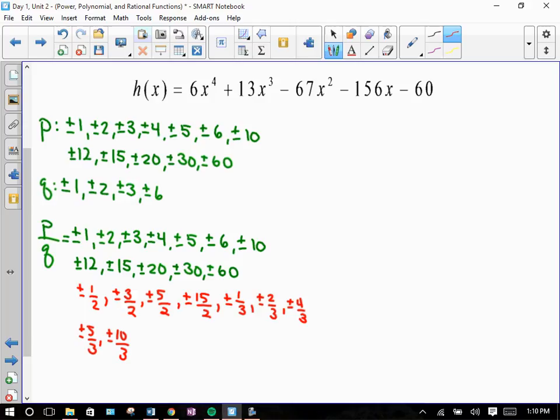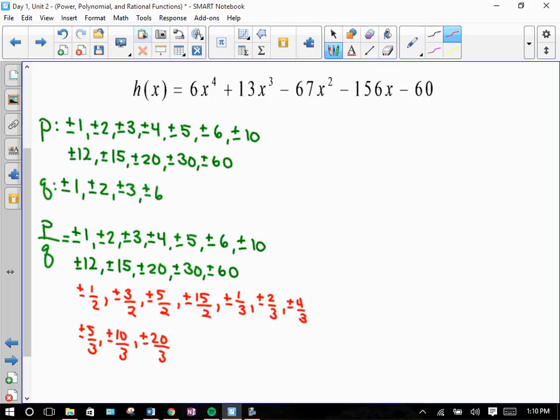Alright? 12 divided by 3 is 4. We already have that. 15 divided by 3 is 5. We got that. 20/3. Alright? We also have 30 divided by 3, which is 10. 60 divided by 3, which is 20. Alright, so that's some more.